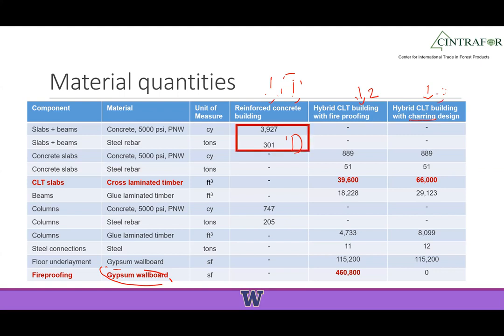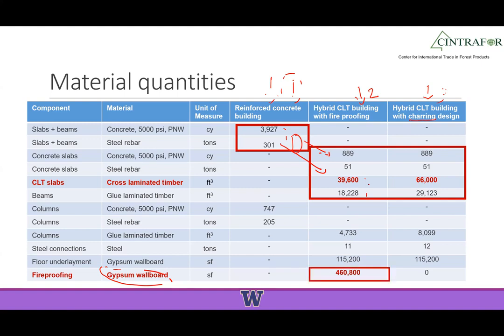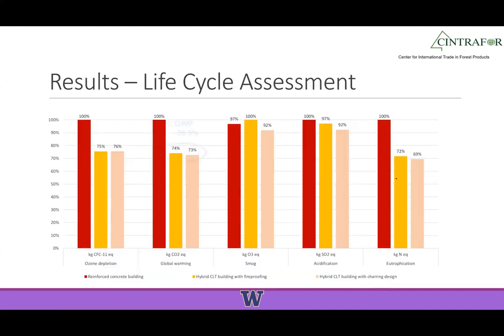So if you see, in the reinforced concrete building or the traditional building, we are using a lot more concrete and steel rebar, comparing these, than in the CLT building. We are using CLT and glulam to offset some of the steel and concrete that we are not using. In this one, we are using gypsum board for fireproofing, whereas in this, we're using a lot more CLT for fireproofing. So the third design uses a lot more wood. Let's quickly look at what happens with the life cycle assessment.